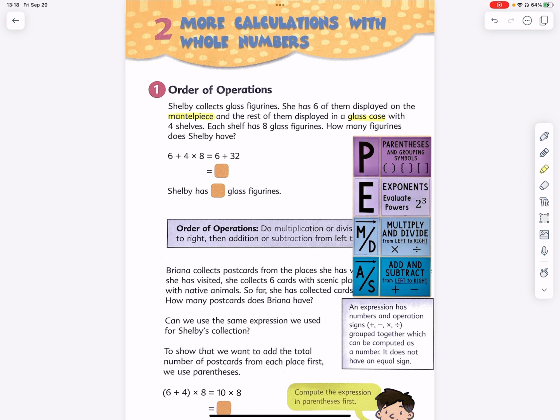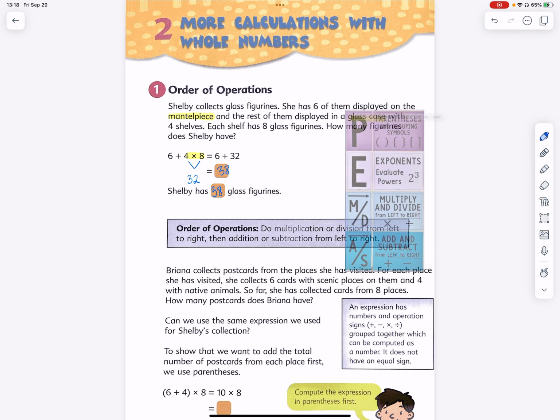So, of course, we know 4 shelves with 8 each. That is 32. We compute multiplication first according to the rules of operations, and then 6 more from the mantle. We have 38 figurines. Shelby has 38 figurines altogether.